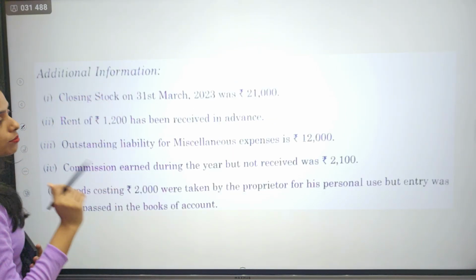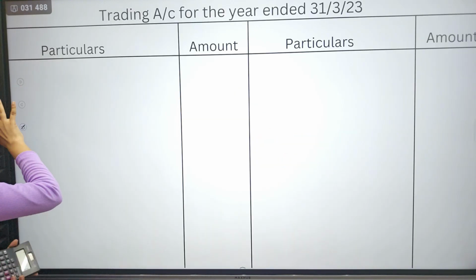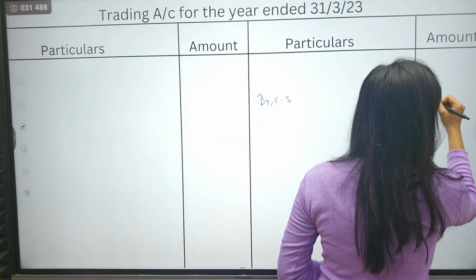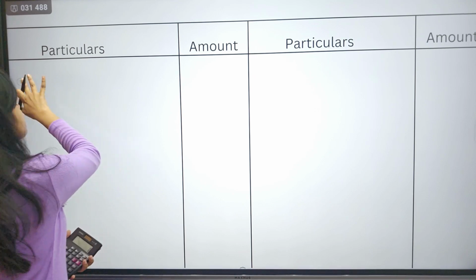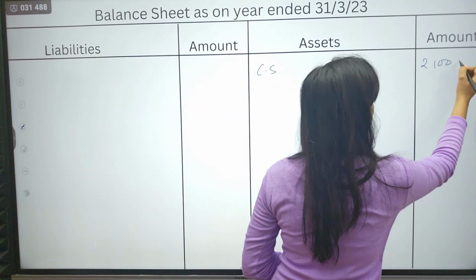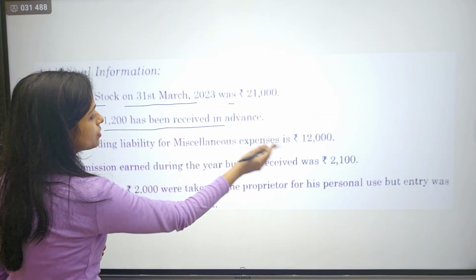We are going to start from the adjustments as always. First thing is closing stock was 21,000 rupees. So I will first adjust here by closing stock 21,000 rupees. In my trading accounts credit side I have written. Next I will write it as an asset because this will give me money in future. Fine. This is done. Rent of 1200 has been received in advance.